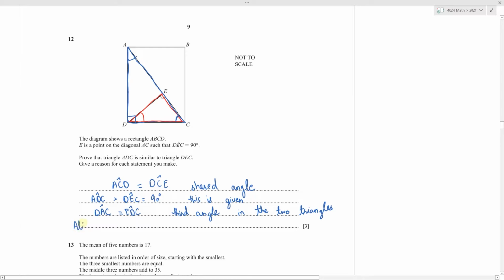So all three angles are the same. So the triangles are similar.